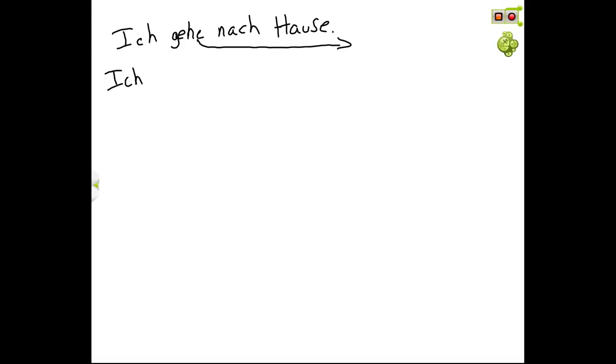Now, none of that helps you if you don't know how to use them. Every time that you use a modal auxiliary, if you start out with a sentence that says something like, ich gehe nach Hause, I am going home, and you want to say, like, I want to go home, you would first of all take this verb and put it at the end of the sentence as an infinitive, and replace the verb with your modal auxiliary as the conjugated form. So conjugate wollen as ich will, I want, nach Hause, home, and then your infinitive form of the verb. So ich will nach Hause gehen, I want to go home.